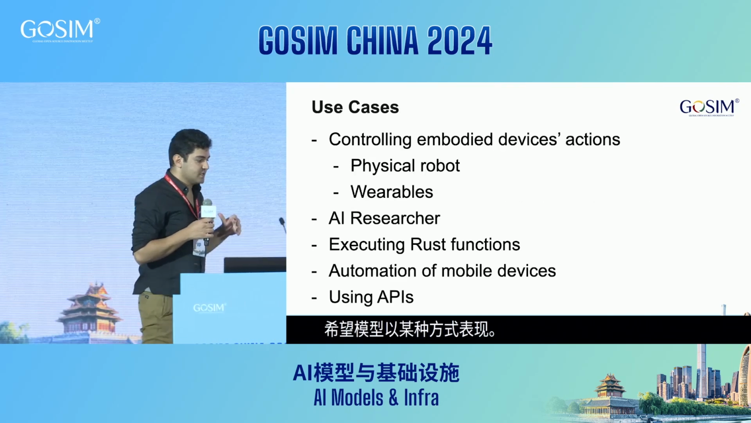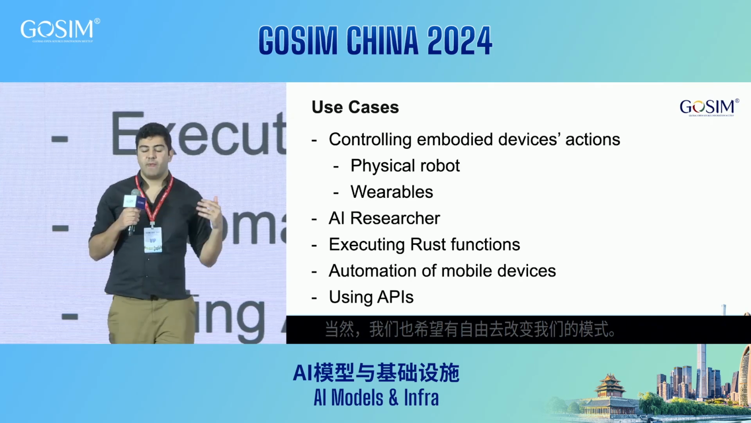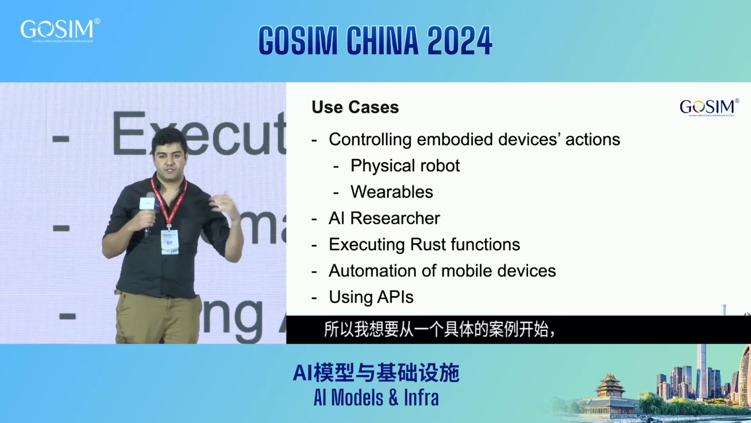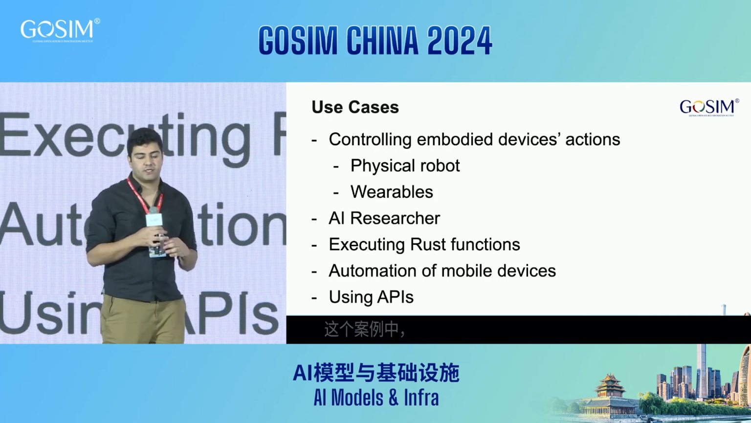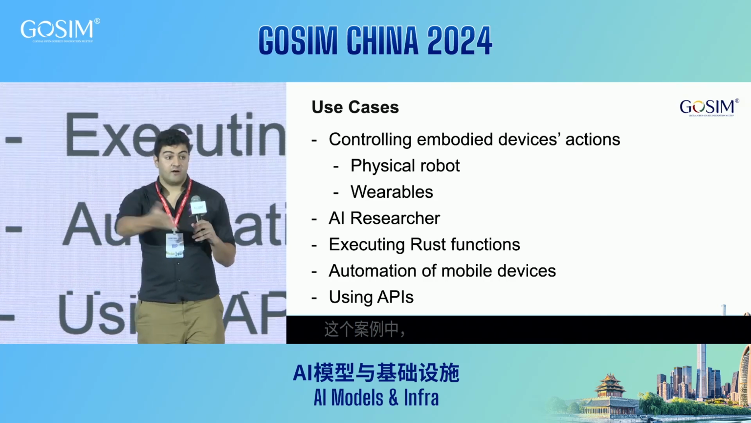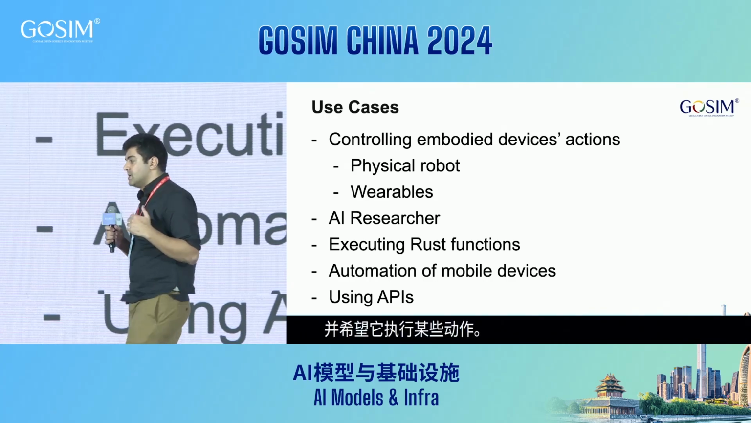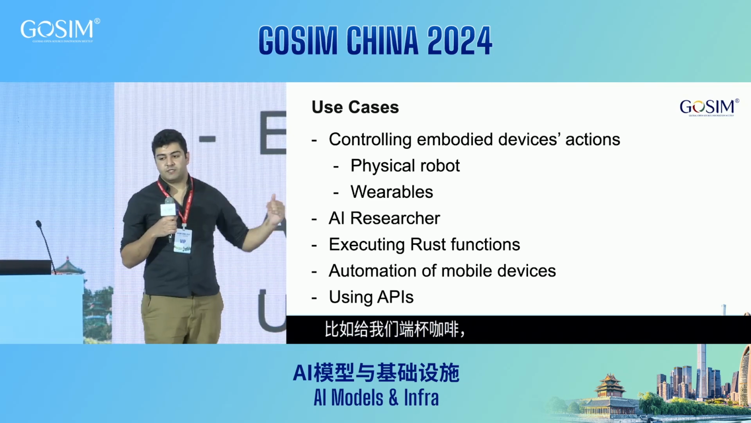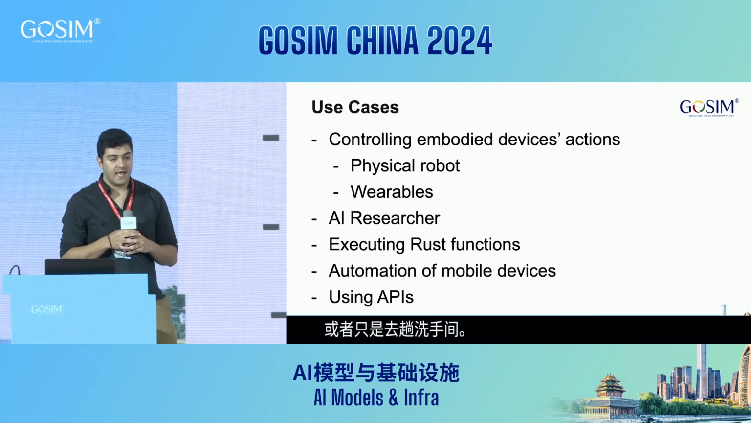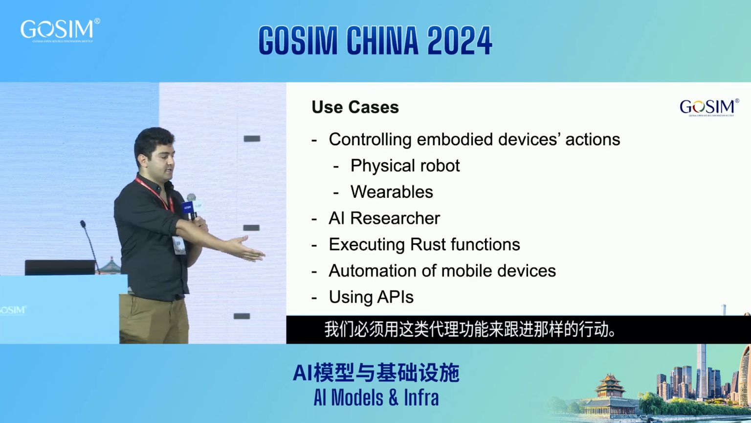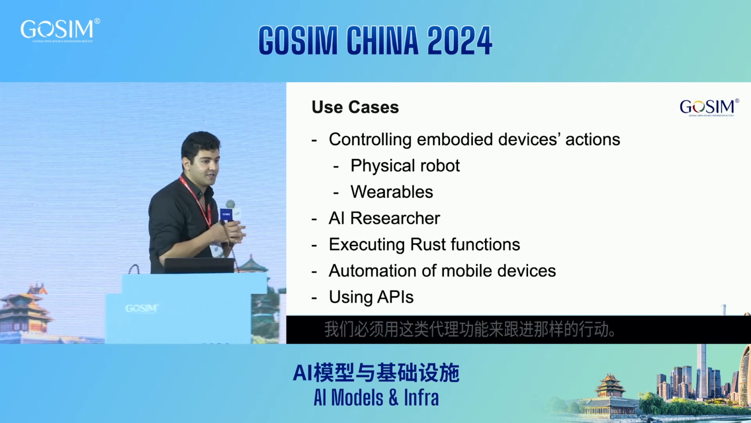So I want to start with an exact use case. Imagine we have a physical robot that we created ourselves, and we want it to do certain actions, such as bringing us a coffee, like I said, or just going to a bathroom. We're defining those kinds of actions with these agentic functions, and then we're expecting it to understand us rather than just responding to us. It needs to do certain actions.